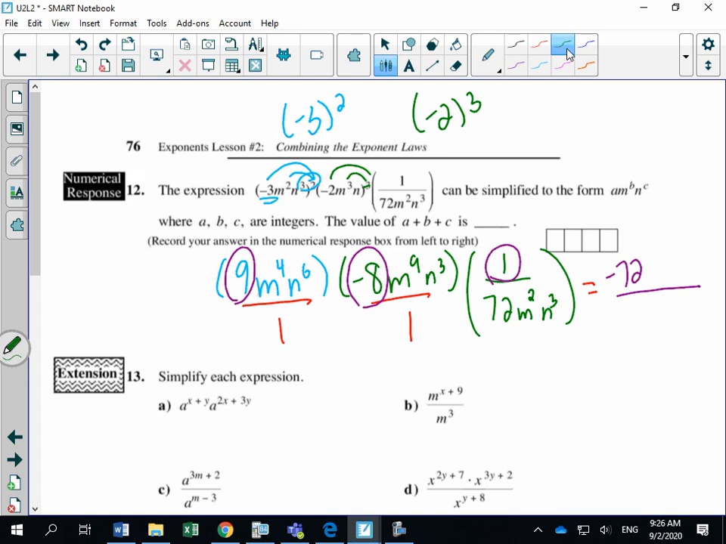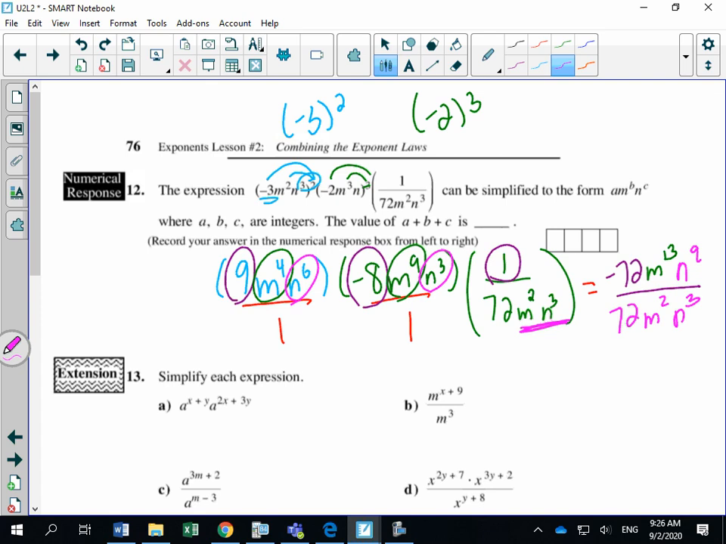Then let's deal with our exponents. So m to the 4 times m to the 9. Add those exponents together, and 4 plus 9 gives you m to the 13. Let's deal with our n's on top. N to the 6 times n to the 3 is going to give you n to the 9. Now we have to deal with our denominator. I've got, for my coefficients, 1 times 72, which just gives me 72. And then my letters are just m squared, n to the 3.